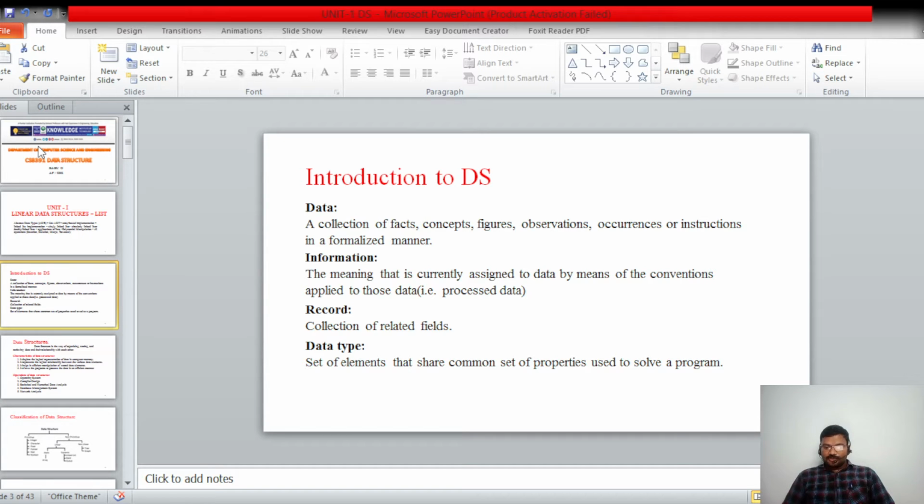And what is meant by record? A record is a collection of related fields. What is meant by data type? A data type is nothing but a common set of properties used to solve a problem. A set of elements that share a common set of properties used to solve a particular problem is called a data type. Some examples of data type are int, float, character, boolean, string.